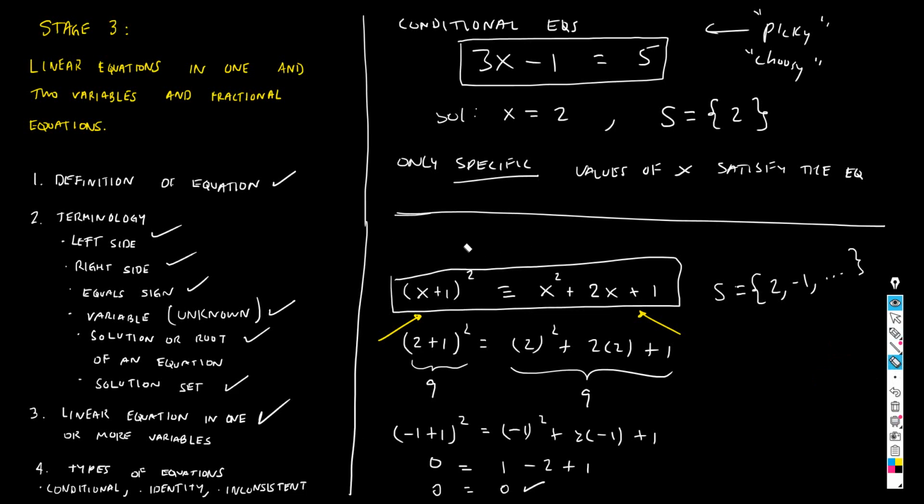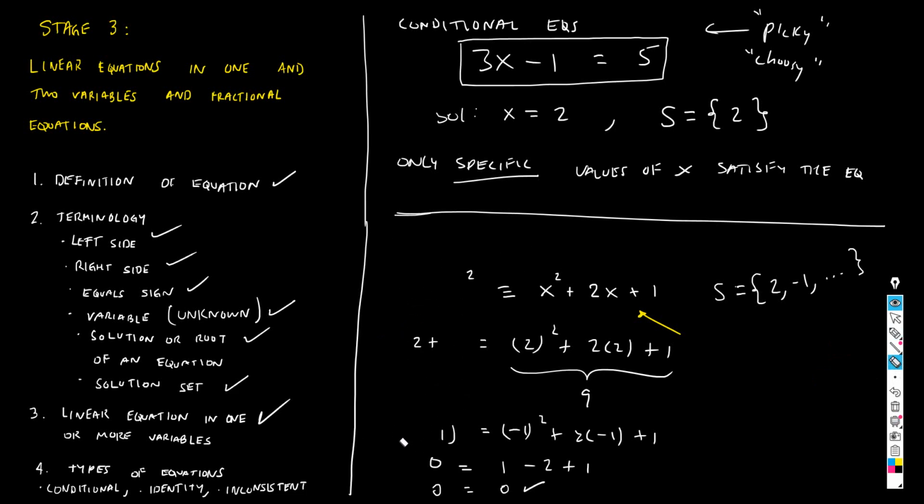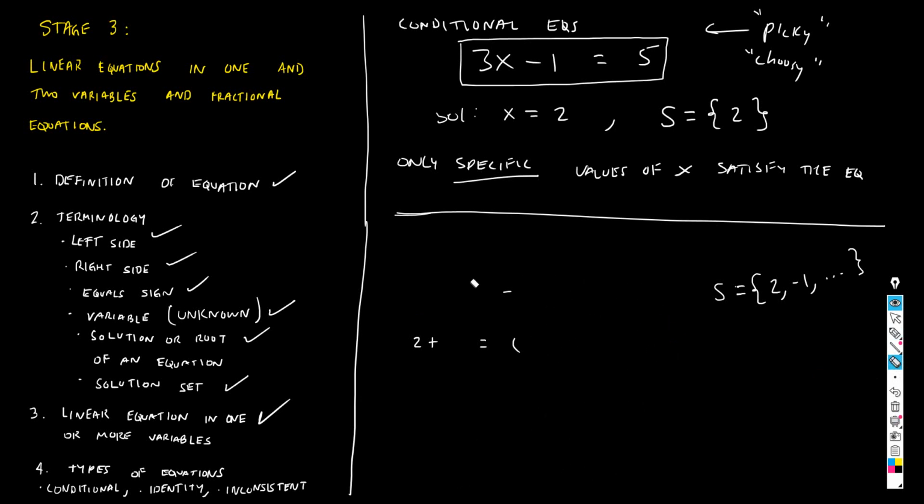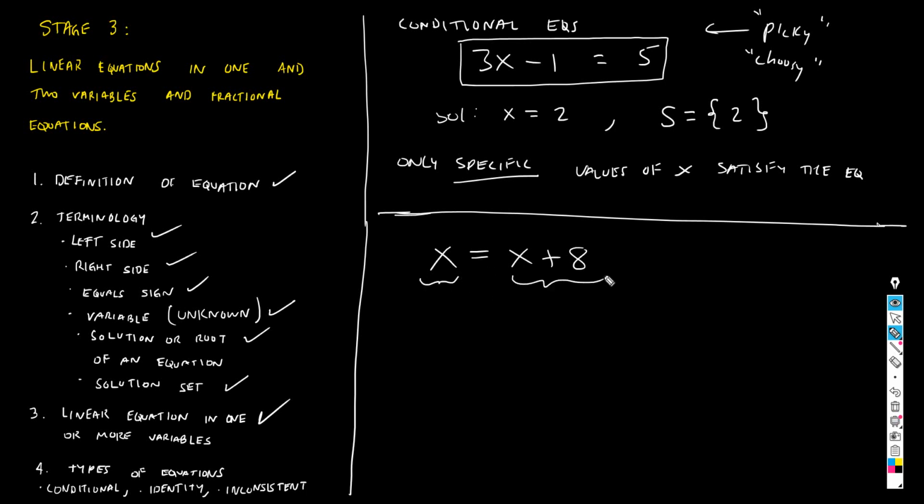Okay, perfect. And the final type of equation is an inconsistent equation. What is that? What is an inconsistent equation? Well, something like this. For example, what if I write x equals x plus 8? This is clearly an equation, right? Because I'm saying that something is equal to something else, at least in principle, okay? I'm saying that this is equal to this.